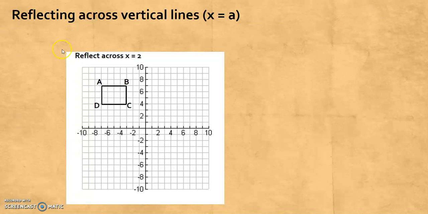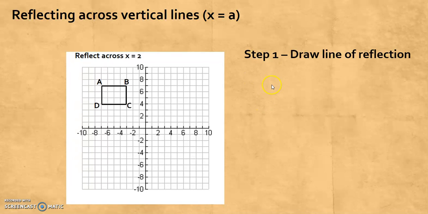Here's an example where we're going to take quadrilateral ABCD, and we have to reflect it across a vertical line, x equals a. So we're going to draw the line of reflection. This happens to be x equals 2, and so we're going to reflect this quadrilateral across x equals 2.